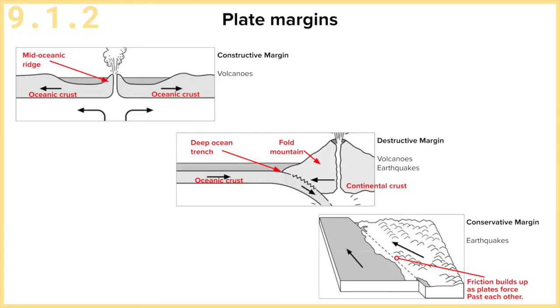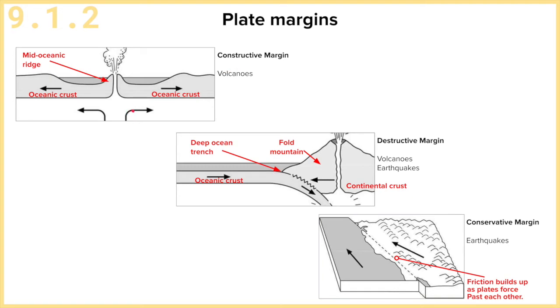Next up, let's have a look at some of these interactions between these two different types of plates. And this is called plate margins or plate boundaries. And there are three that we're going to consider. We have a constructive plate margin. So just as I was saying that oceanic plate can be made, this is where oceanic plate comes from.